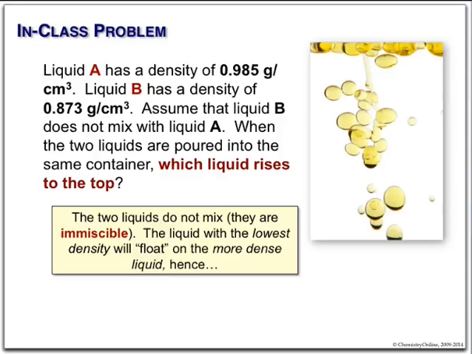The reason they don't mix actually goes back to the intermolecular forces we were talking about. Intermolecular forces are linked with polarity. Water is a very polar molecule. Oil is a very nonpolar molecule. Because of that, they are incompatible with each other, and the oil floats on top of the water. Liquid B will rise to the top. It is our least dense substance.